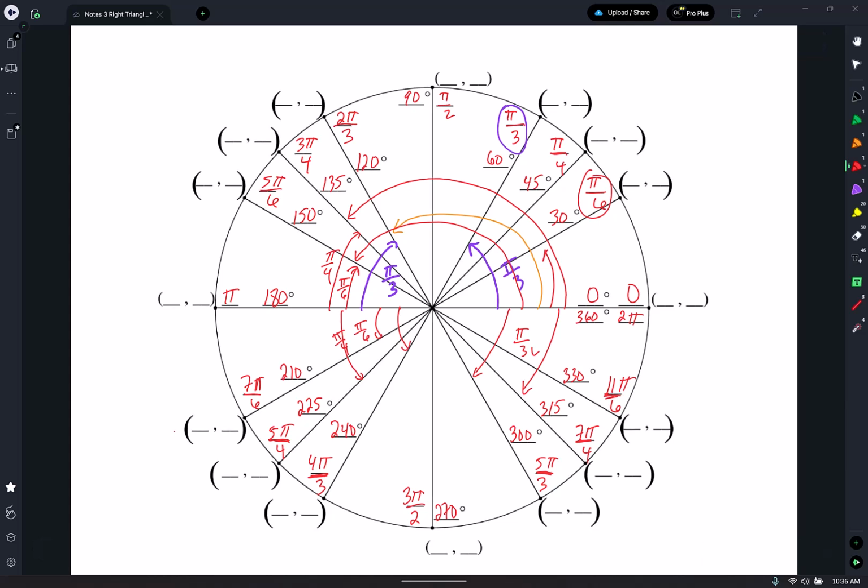All right, here we go. Ready? The coordinates, at least know these: 1, 0; 0, 1. The radius is 1. Negative 1, 0; 0, negative 1. We're still okay, guys? All right, at 30 degrees, what did you tell me that coordinate was?